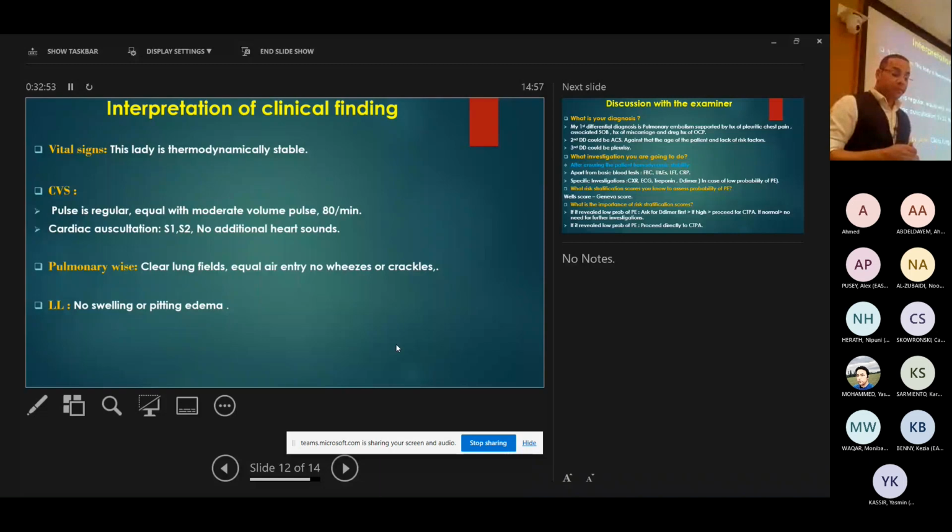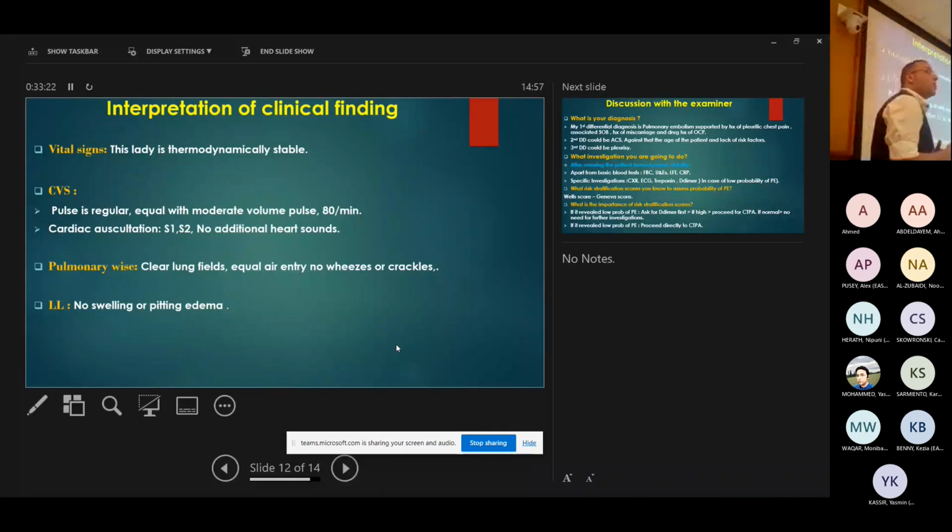So first of all, you have to say that this patient is hemodynamically stable. You ensure that she's hemodynamically stable, because if you ask the examiner what the observation chart of the patient is, they will tell you blood pressure is well maintained and saturation as well. They will tell you the patient is hemodynamically stable. So the interpretation: this lady is hemodynamically stable.